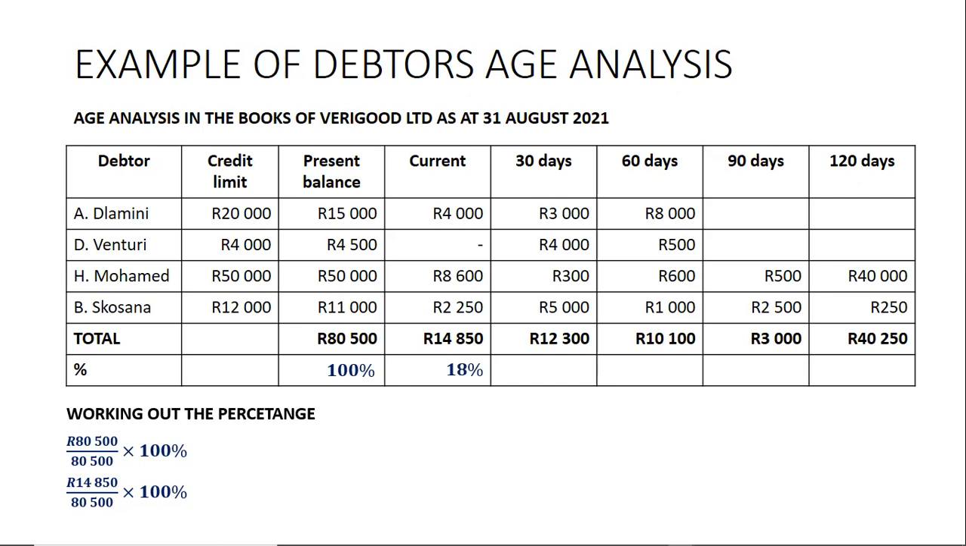30 days is 12,300 divided by 80,500. You multiply that by 100. It'll give you a percentage for 30 days. And I will explain what the 30 days, 60 days, current simply mean in the next slide. And then for the 60 days, our percentage will simply be 13%. For 90 days, it'll simply be 4%. And for 120 days, it'll simply be 50%.